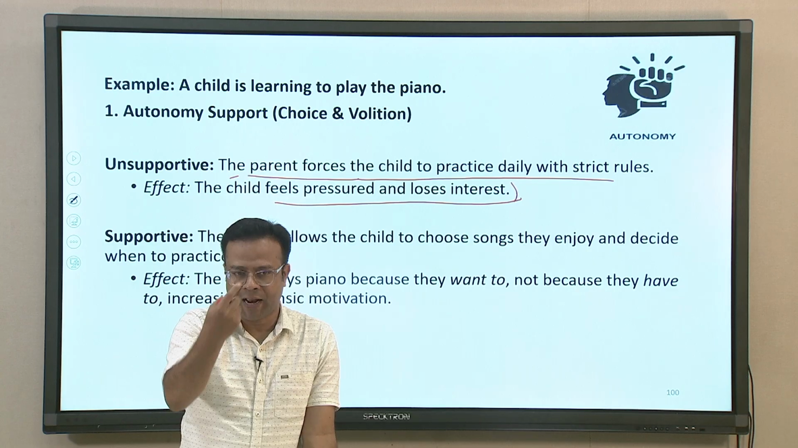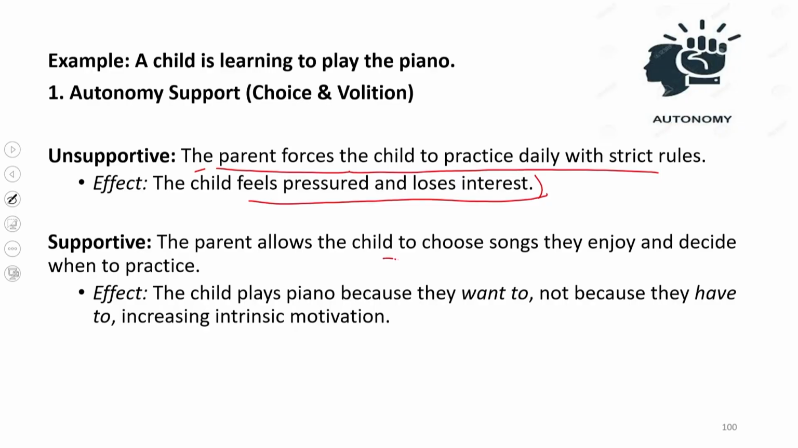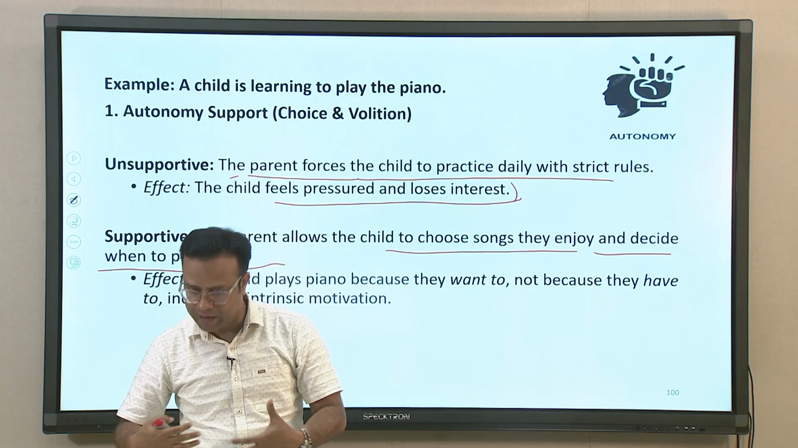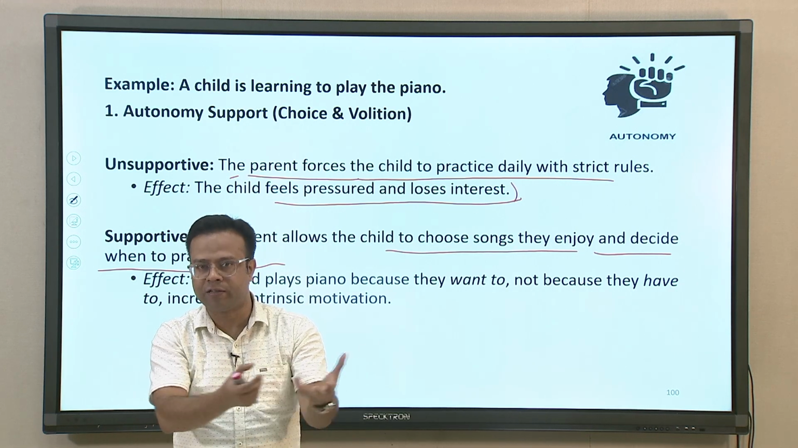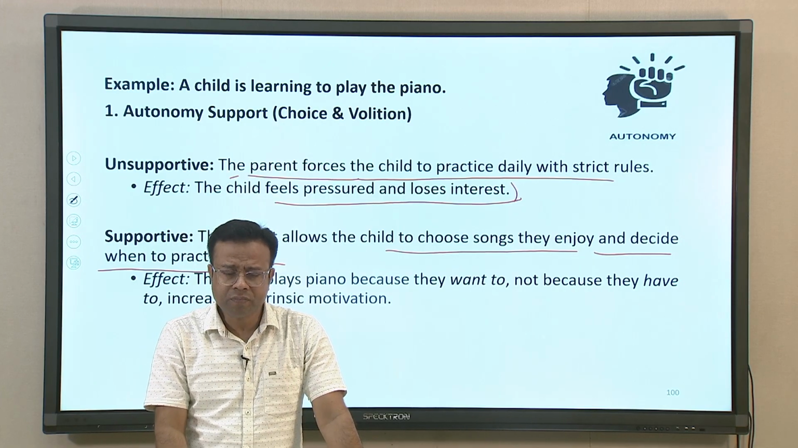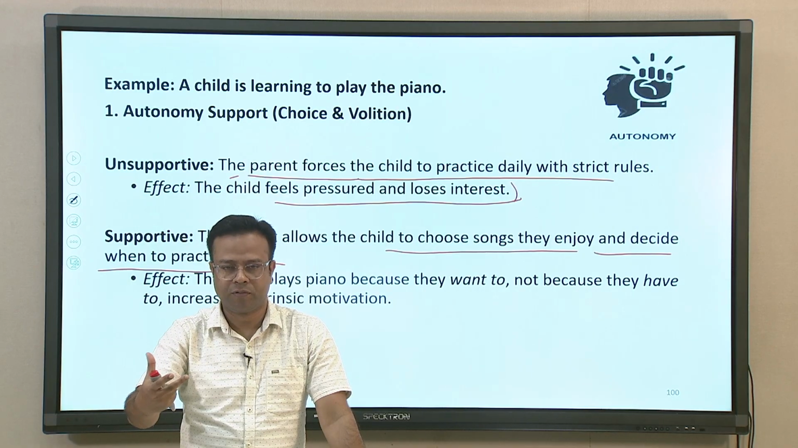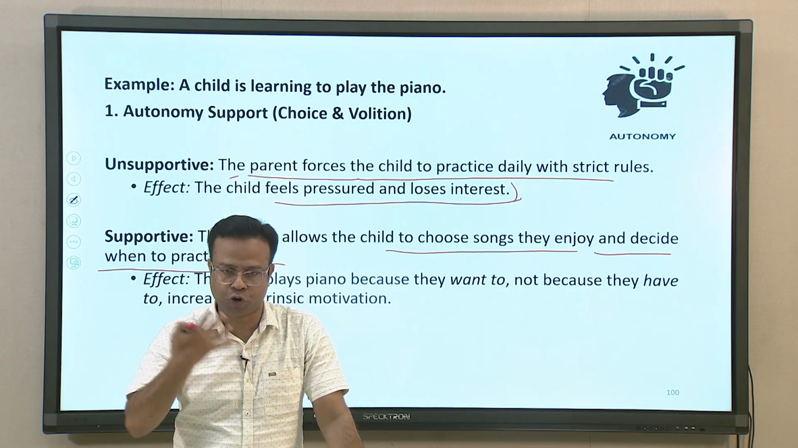Okay. On the other hand, let us say in this situation how autonomy can be supported. Let us say the parents allow the child to choose songs they enjoy and decide when to practice. Okay. The child has a choice and say in it, which type of songs to play, at what time to practice, and so on. Let us say some freedom, some space is given to the child and they are allowed to choose things in terms of how to practice, when to practice and so on. So, what is happening here? The autonomy is supported more. The child is feeling more autonomous in this case.